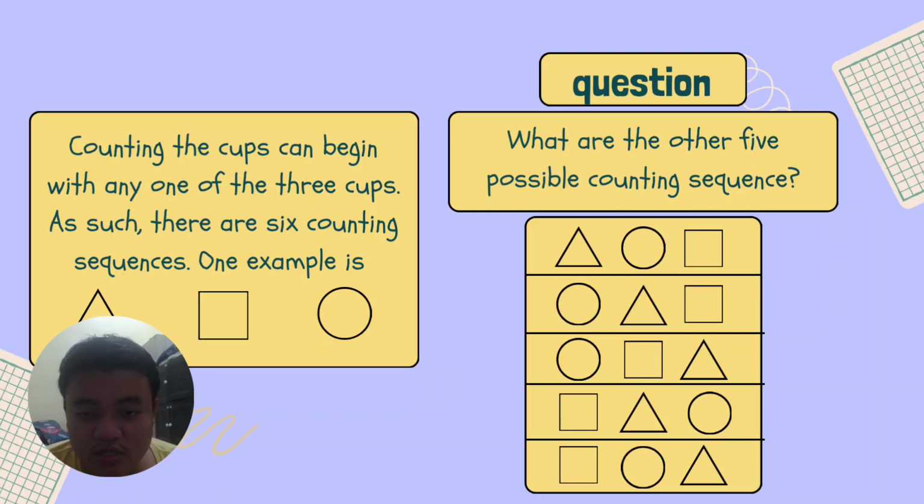Counting the cups can begin with any one of the three cups. As such, there are 6 counting sequences. One example is triangle, square, and circle. So what are the other 5 possible counting sequences?